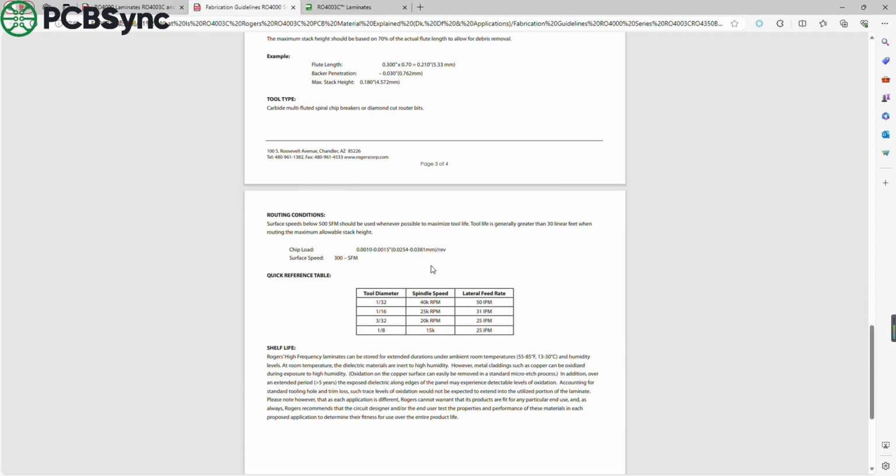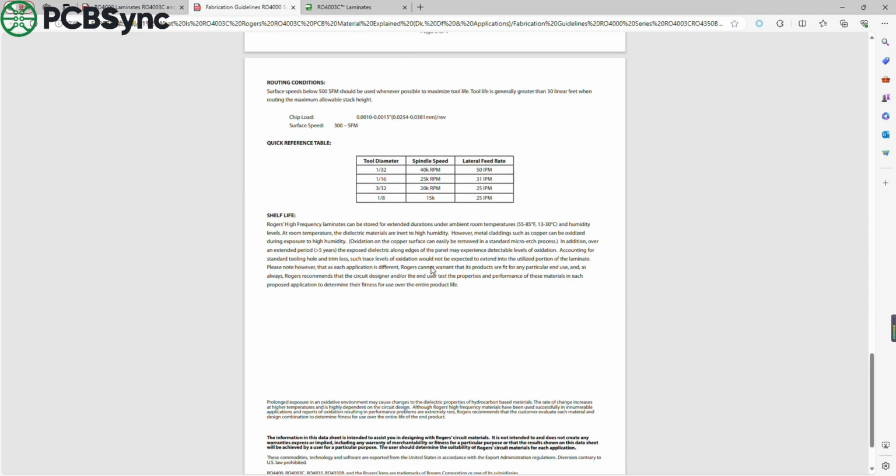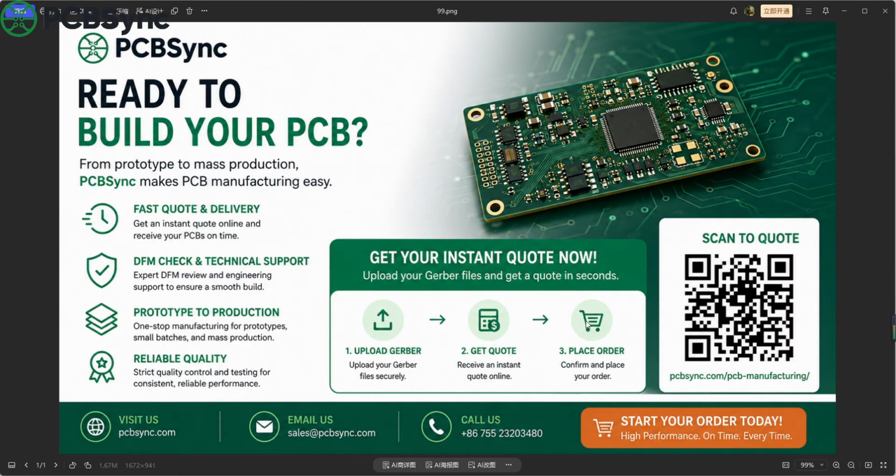RO4003C is commonly used in controlled impedance transmission lines, filters, power dividers, couplers, antennas, and other RF and microwave circuits. Another thing to note is that RO4003C itself does not meet the UL94 V-0 flammability rating.